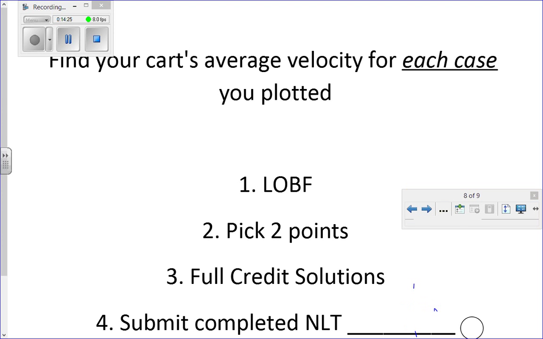For my students, this is your assignment. You're going to find your cart's average velocity for each case. Draw a line of best fit. Pick two points on the line. Write me full credit solutions and submit them completed no later than, let's see, this will be tomorrow for you people, 9/18. That is 9/18. All right. Next time I see you. Okay?